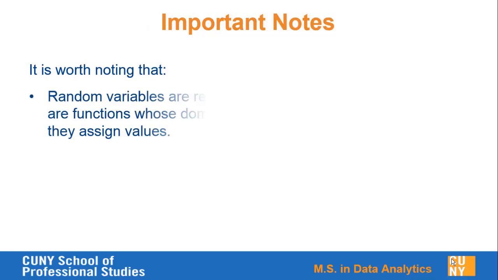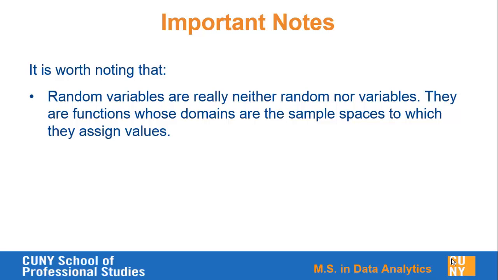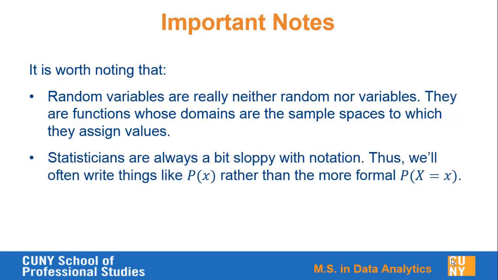It's worth noting here again, random variables are not random, they're not variables, they're functions whose domains are the sample spaces to which they assign values. It's also worth noting that we're often sloppy in our notation. So for instance, with the die roll, if we're rolling two six-sided dice and recording the maximum value, we'll often say, what's the probability of a 5, rather than saying, what's the probability that X equals 5. But by both of these, we typically mean the same thing. Context usually shows what we mean by that.